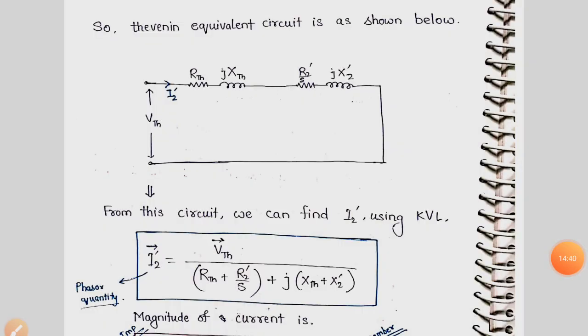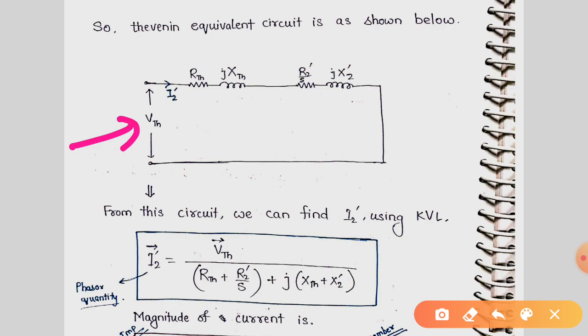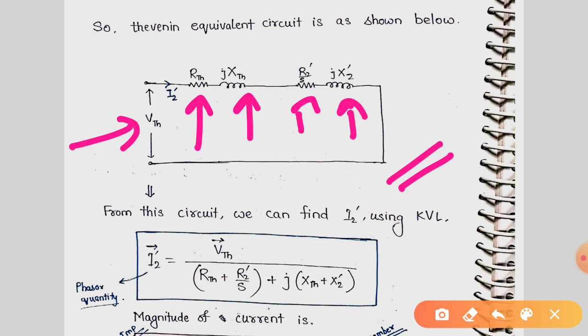So finally we get the Thevenin's equivalent circuit for the three-phase induction motor. Here the source voltage will be VTH. Then we have RTH, JXTH, and R2 dash upon S and JX2 dash. This is the final Thevenin's equivalent circuit for the three-phase induction motor.